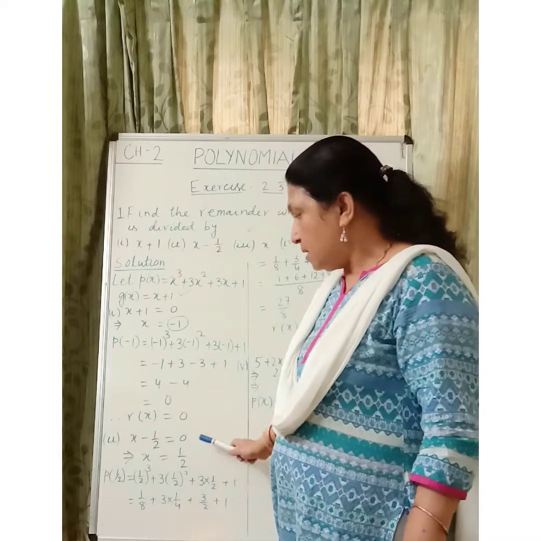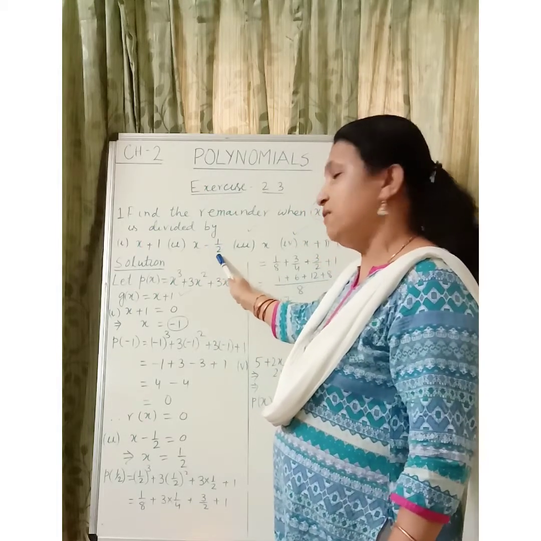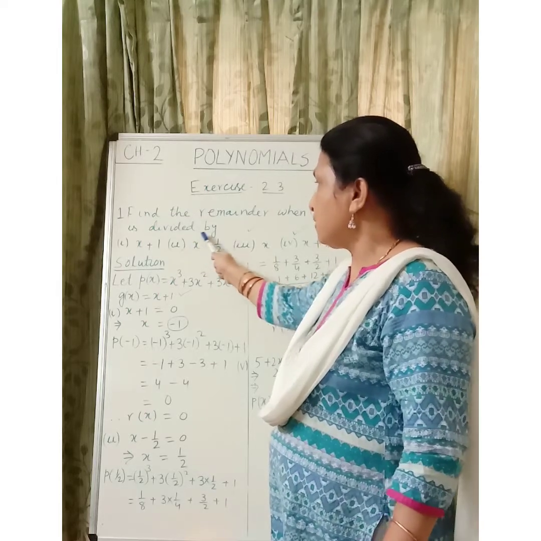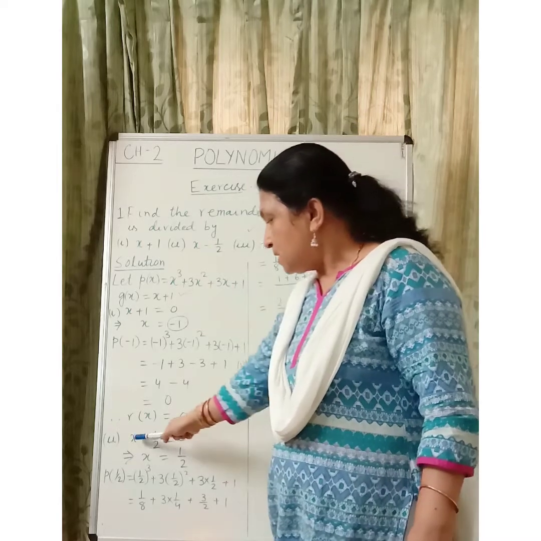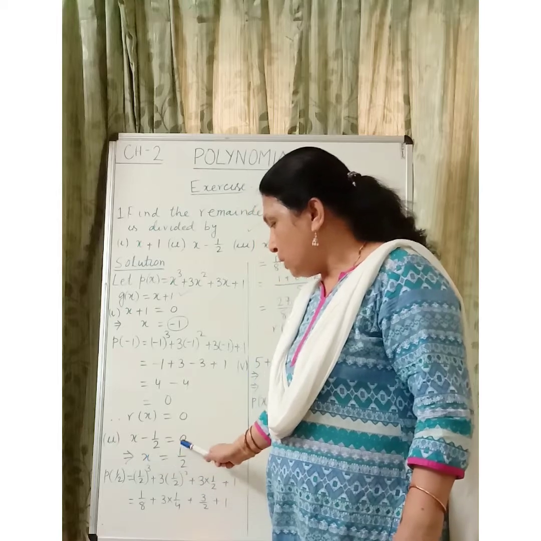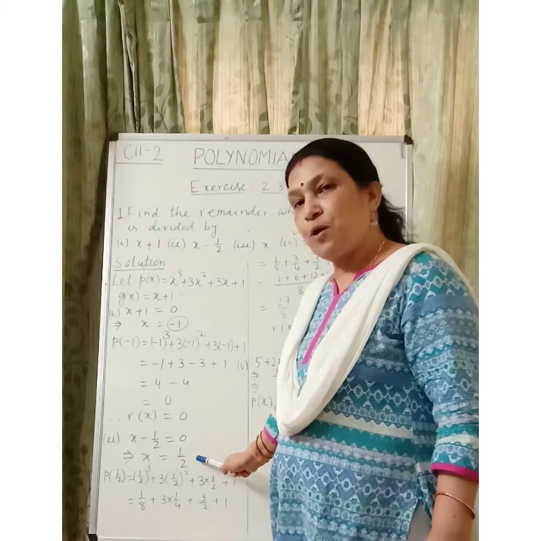Now the second part, x minus half is the divisor polynomial. So we will be finding out the value of x from this divisor polynomial. So now x minus half is equal to 0. So x is equal to half. So this value of x we will be substituting in the polynomial.